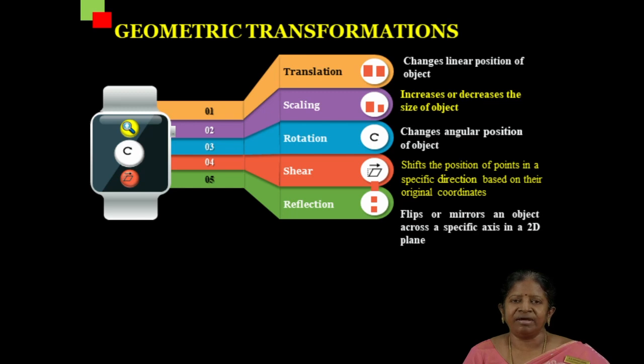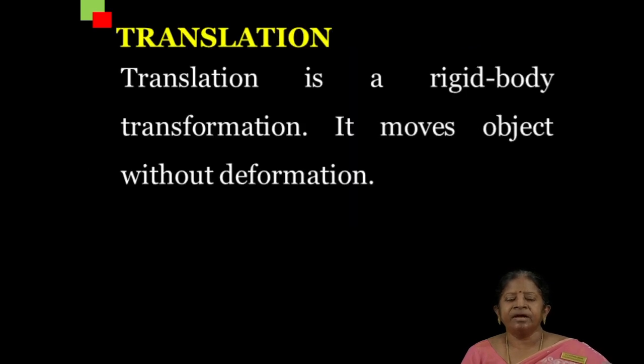Rotation will change the angular position or orientation of the object. Shear will be shifting the object in such a way that one layer of the object is sliding over the other. Reflection flips or creates the mirror image of the object. Now let us see the basic transformations one by one. First, let us see the translation.